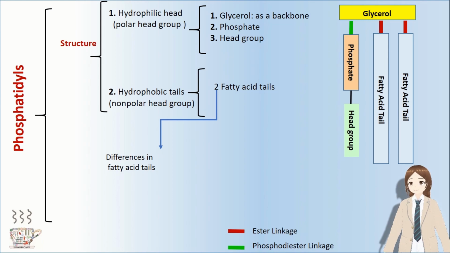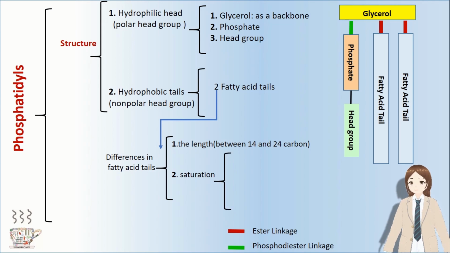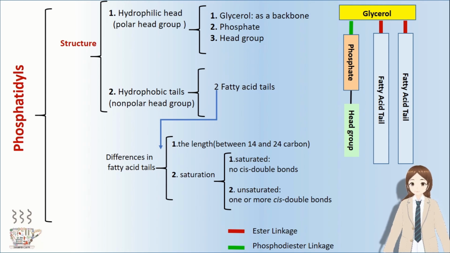Fatty acids are different from each other. These differences are the length, that can be between 14 and 24 carbons, and saturation. Fatty acids can be saturated or unsaturated. Saturated means there are no cis double bonds, and unsaturated means there are one or more cis double bonds. The effect of differences in fatty acid tails is the fluidity of the membrane.